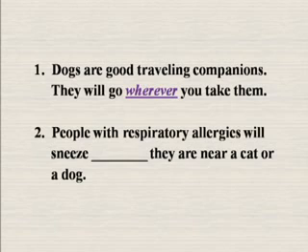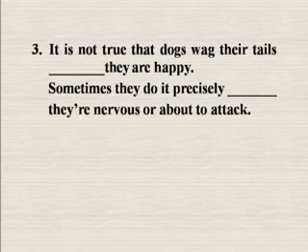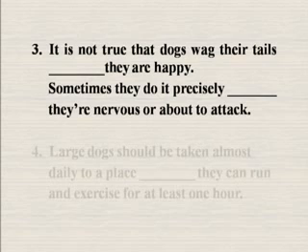Number 2. People with respiratory allergies will sneeze blank they are near a cat or a dog. Number 3. It is not true that dogs wag their tails blank they are happy. Sometimes they do it precisely blank they are nervous or about to attack.